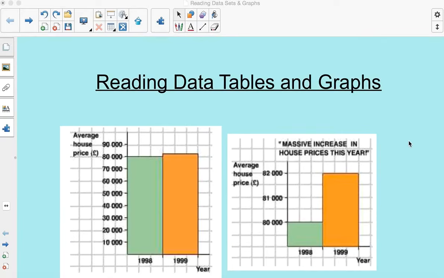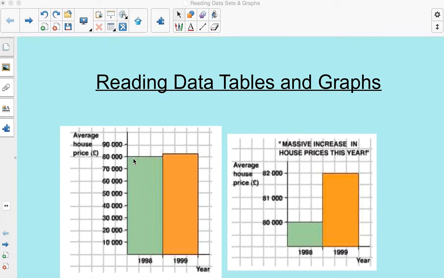We'll be looking at reading data tables and graphs. Take a look at these first two examples. On first glance, they look like very different graphs. However, if you use some of the skills I'm going to be teaching you, you'll notice that they are in fact the same graph.